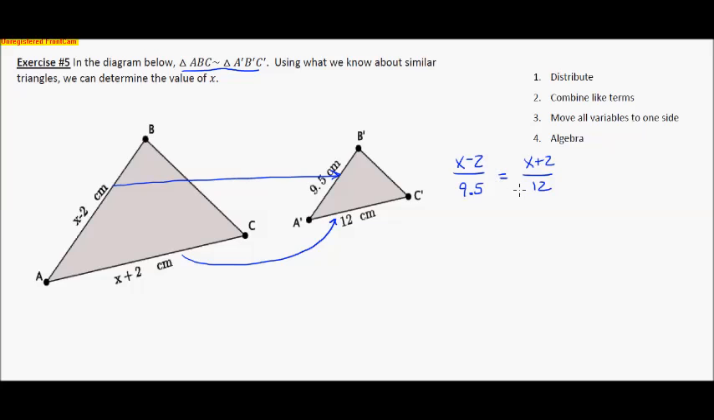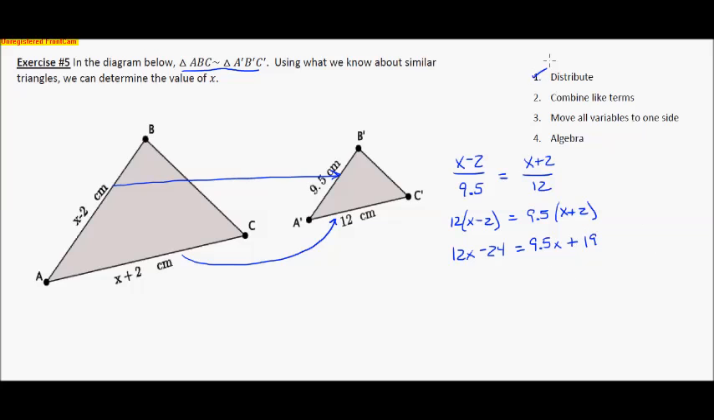So I'm going to cross multiply: 12 times x minus 2. Again, make sure you put the x minus 2 in parentheses. And then 9.5 times x plus 2. Now we just go down this list. We're going to distribute. I'm going to distribute the 12. It's going to give me 12x, and 12 times negative 2 is negative 24. Then we distribute over here. 9.5 times x is 9.5x, and 9.5 times 2 is going to give me 19.